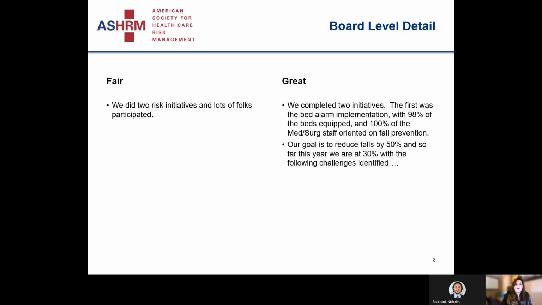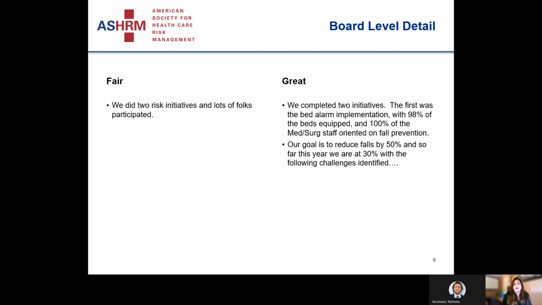Here's an example of a fair statement in a piece of board material compared to what we would call great detail. You see, it takes a little more space and a few more words, but when you read the second category, under the great category, you understand the initiative and what we've accomplished. Asking for resources or advising as to challenges or things that have come up is going to be much more effective.